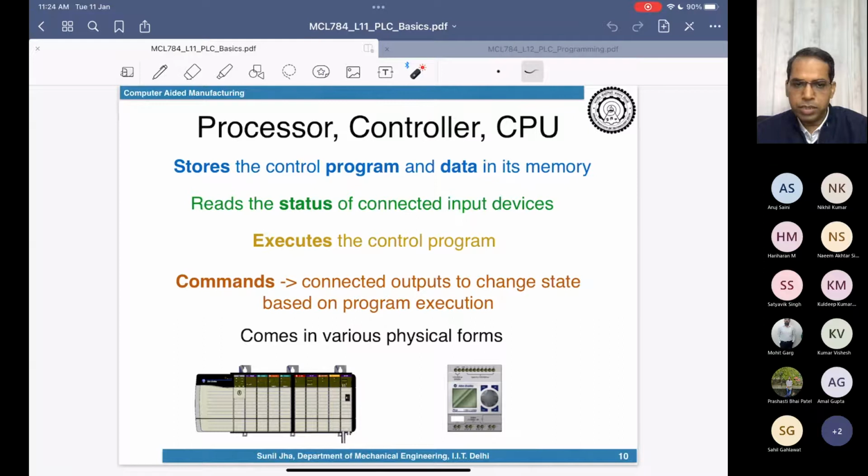So the controller or the processor, as I was explaining, what is the main function of this processor controller? It has to store the control program and the data in its memory. It reads the status of the connected input devices, it executes the control program, and finally it commands the output basically based on the program execution. So these are the main functionalities of the CPU that it will be doing. And they are coming in the various form factors, as I was explaining. They are available in the modular form, and they are also coming as an integrated single unit hardware.